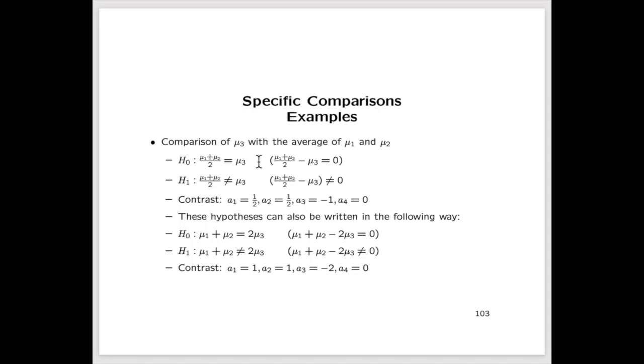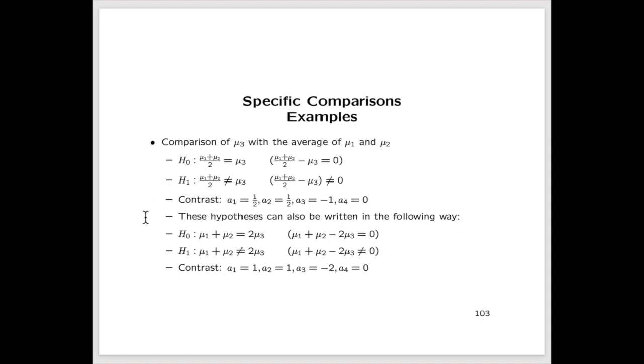Now we can re-express that as a difference, and so doing so, the null hypothesis would be mu1 plus mu2 all over 2 minus mu3 equal to 0, and the alternative would be mu1 plus mu2 all over 2 minus mu3 not equal to 0. And so we see then that the corresponding coefficients for that comparison would be a1 equal to 1/2, a2 equal to 1/2, and then a3 equal to -1.